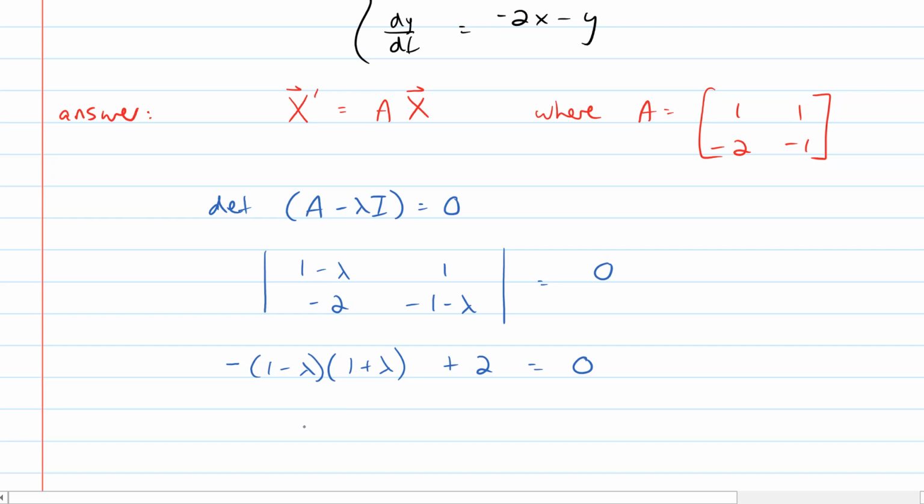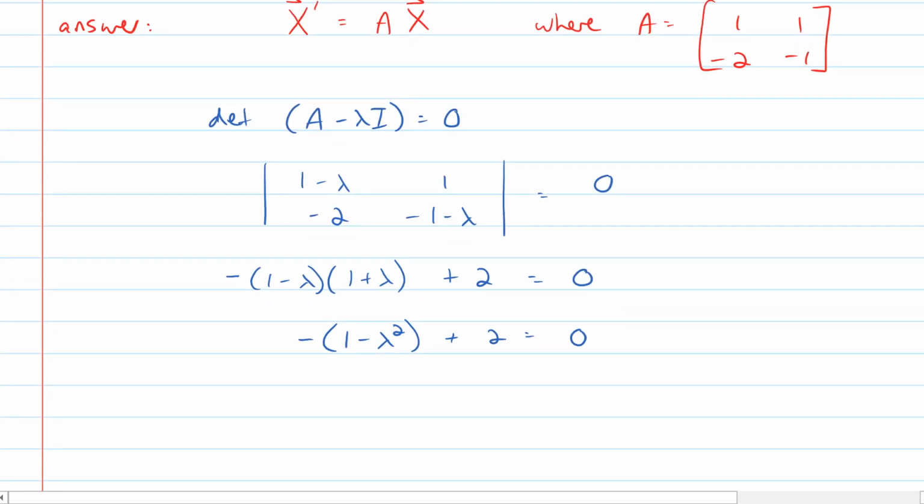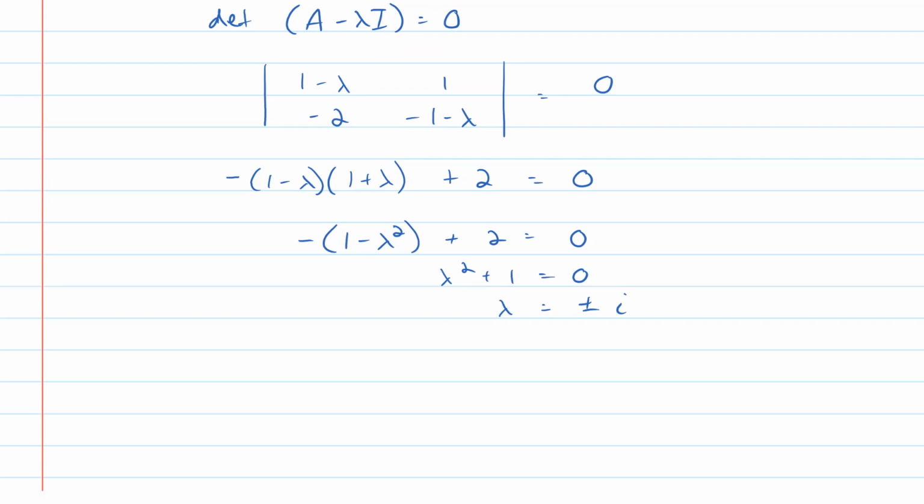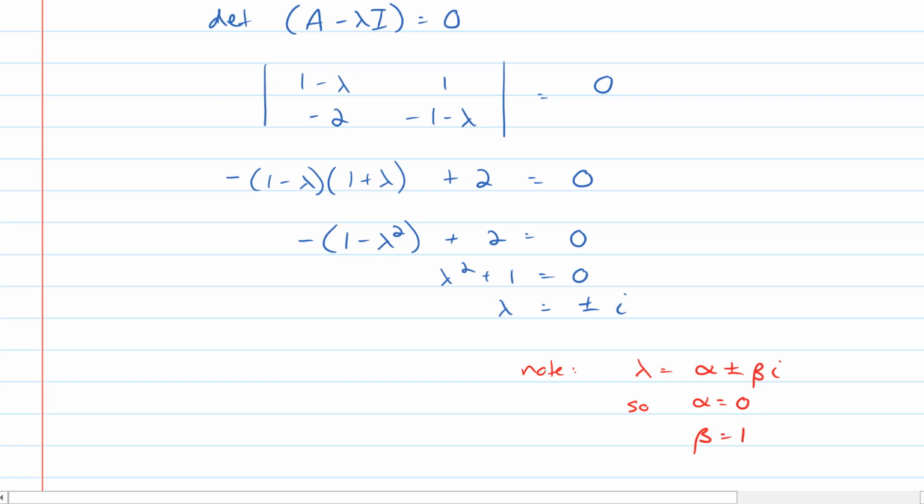If we multiply this through, we get negative 1 minus lambda squared plus 2 is equal to 0. That means that when we multiply through, we're going to get a -1 plus lambda squared plus 2. That gives us lambda squared plus 1 is equal to 0, and that gives us lambda is equal to plus or minus i. Now, note that we generally write this in the form lambda is equal to alpha plus or minus beta i, and so here we've got that alpha is equal to 0 and beta is equal to 1.